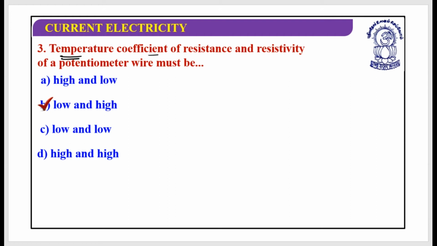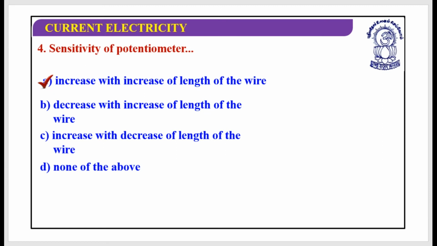Let's look at this question. The temperature coefficient of resistance and resistivity of potentiometer wire must be. This is an information kind of question, but you must remember that the temperature coefficient of resistance of a potentiometer wire should be low, while the resistivity of a potentiometer wire should be high. Yes, well, let's have the next question.